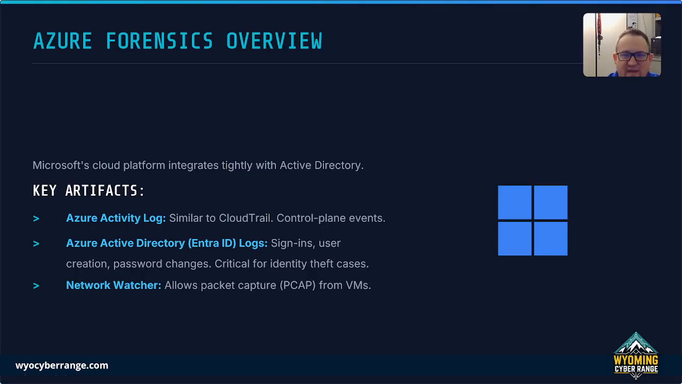Now, if we shift to Azure, Microsoft, you're going to find that it integrates tightly with the Enterprise Active Directory ecosystem. Key artifacts are going to include things like the Azure Activity Log. This is Microsoft's equivalent to CloudTrail. Okay, it's going to record all control plane events. This is just different things like infrastructure changes themselves.